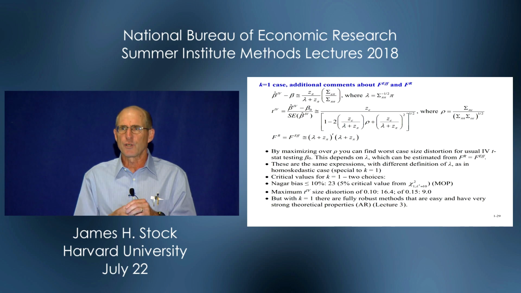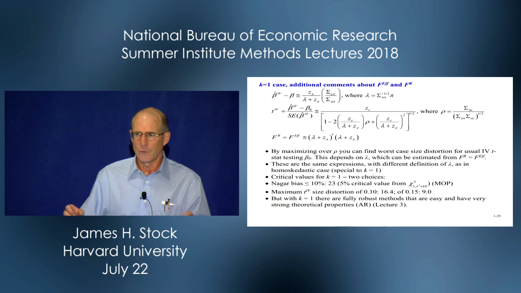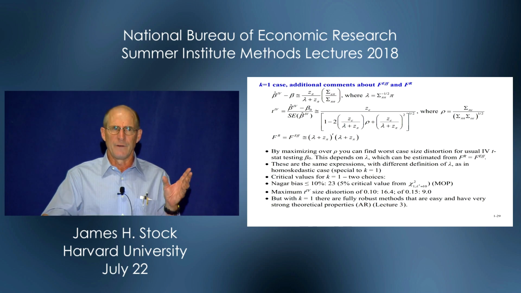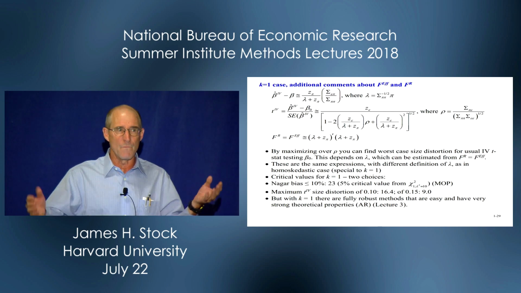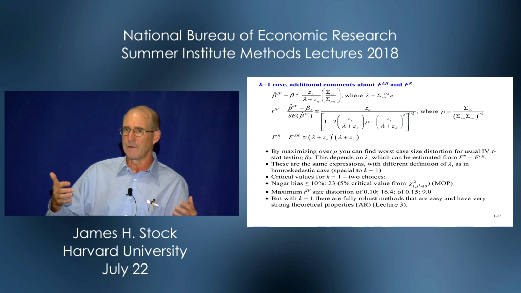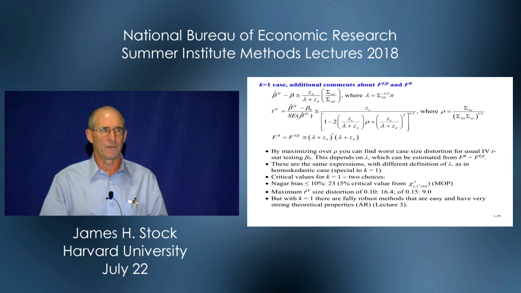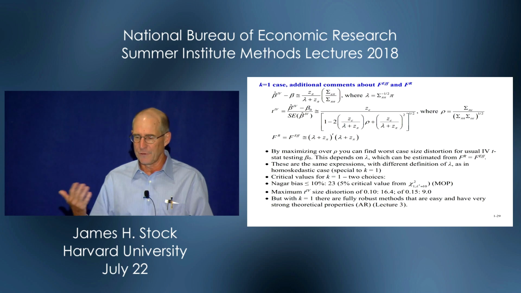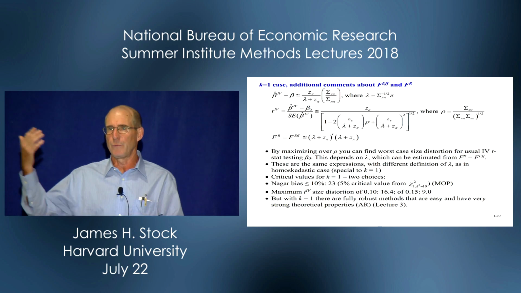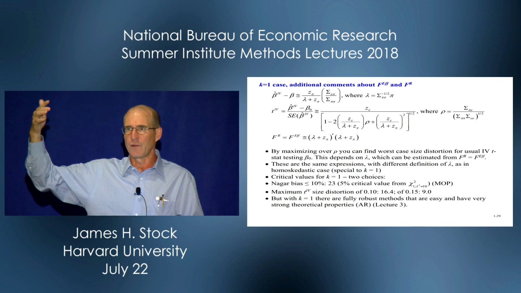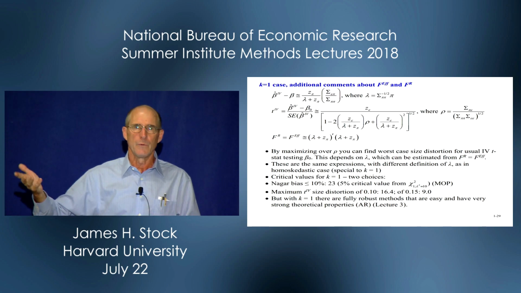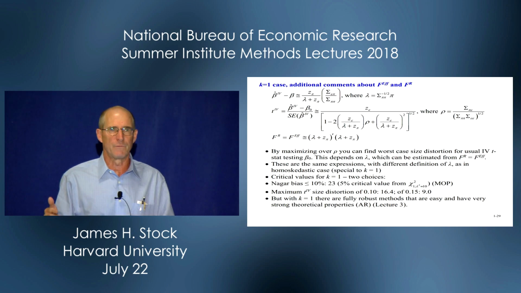Okay, so let me make some additional comments about the k equals 1 case. It turns out that it's very simple, and we have not this approximate Patnaik thing, but we actually know exactly what the distribution of the effective F and the robust F is, which is exactly a non-central chi-squared. So there's a couple of different things you can do. You can say I want to have this critical value of 23, which is the 95th percentile of the non-central chi-squared with a non-centrality parameter 10 and 1 degree of freedom, which would correspond to this Nagar bias of 1/10.